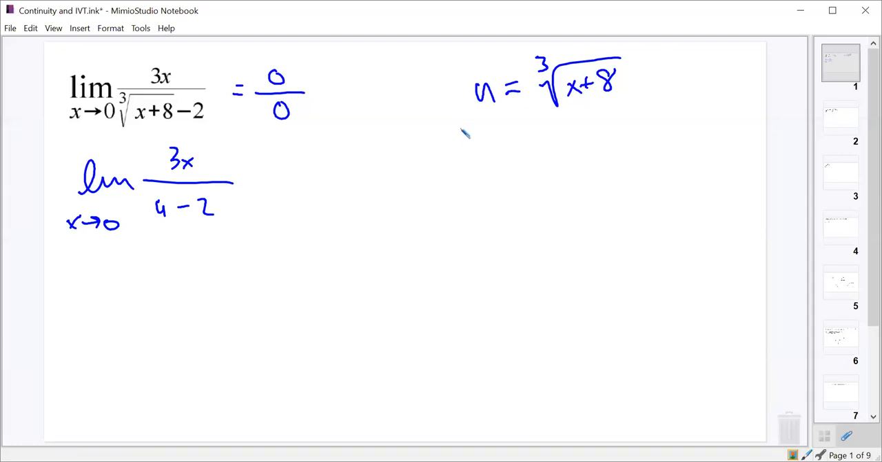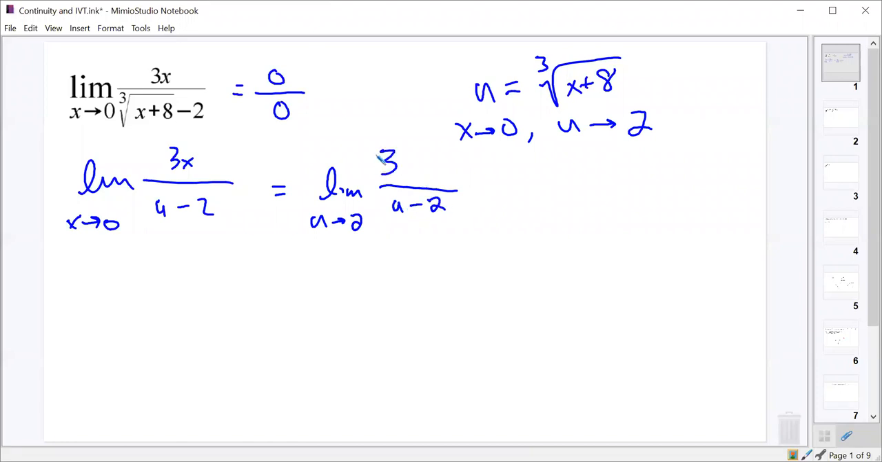Okay, so as x approaches 0, what is u approaching? 2. 2, right. All we got to do is plug in 0 into our u formula. 0 plus 8 is 8, cube rooted is 2. So if x is approaching 0, u is approaching 2. So we'll rewrite this as a limit as u approaches 2 of something over u minus 2.